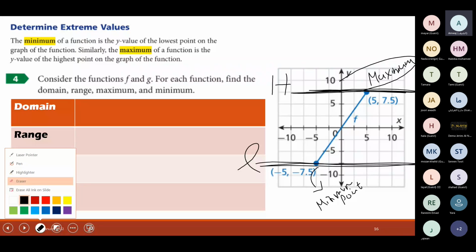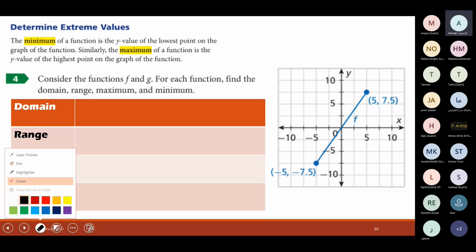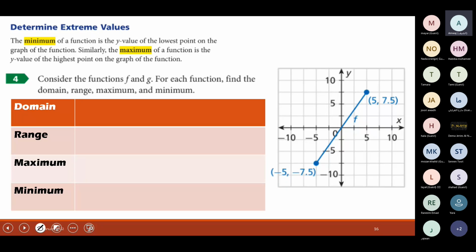Okay. Now look at this graph here. I want you to consider the function f. For this function, I want you to find the domain, the range, the maximum, and the minimum. Who wants to choose now? Ranim.